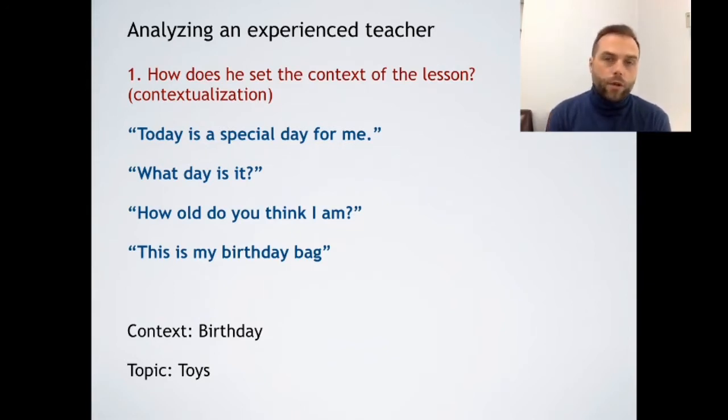There are a few other contexts. We could use toy shopping, going to a toy store like Toys R Us. We could also start with the student's bedroom, looking at pictures of a bedroom, talking about the toy box, and then pull out a toy box at the beginning of the lesson. Okay, so that's the context that he uses about birthday.